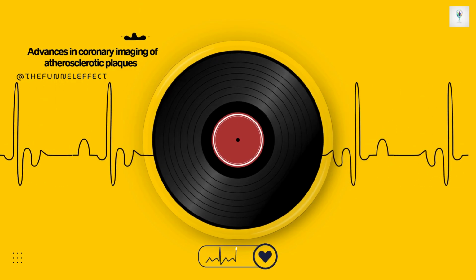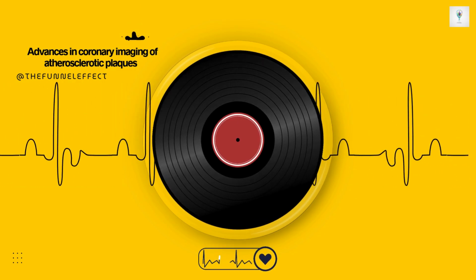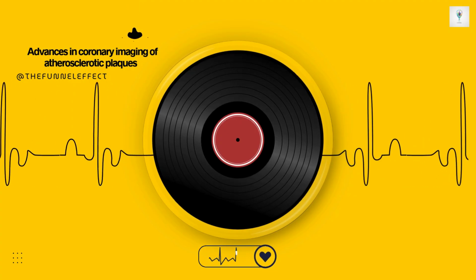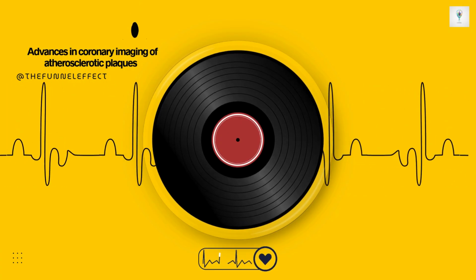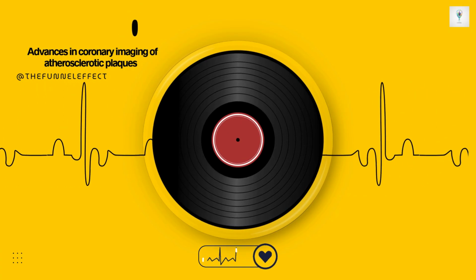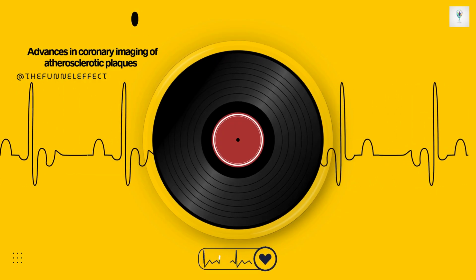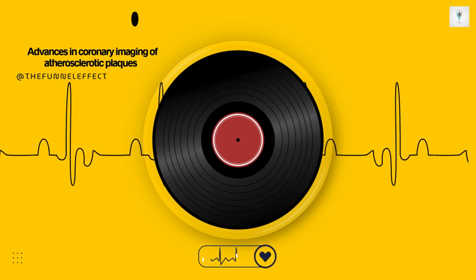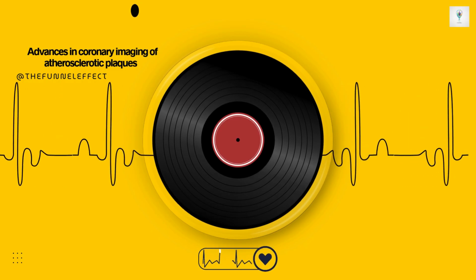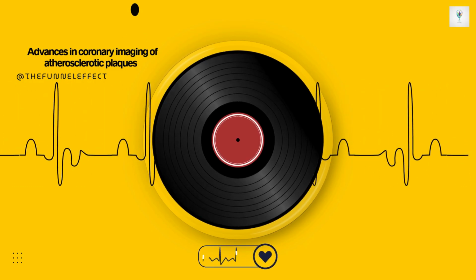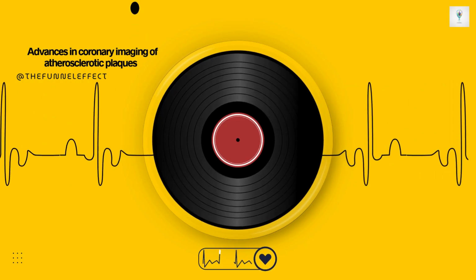Tailoring treatment for acute coronary syndromes, ACS culprits. Okay, let's shift from preventing future events to the acute setting. A patient comes in now with a heart attack or unstable angina. How does our ability to image the actual culprit lesion, the one causing the problem right now, help guide treatment decisions and maybe predict outcomes?